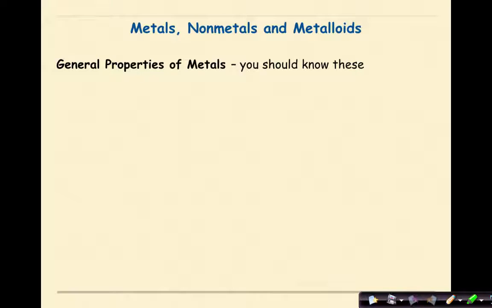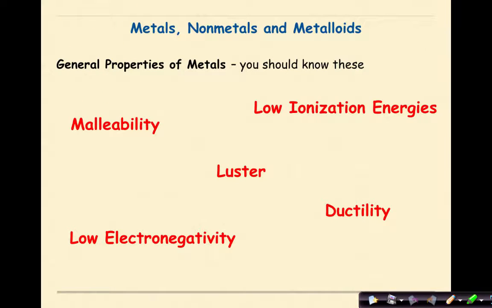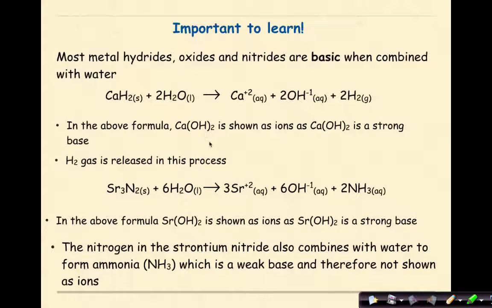Metals, nonmetals, and metalloids. General properties of metals. Metals have low ionization energies, luster, ductility, low electronegativities, and they are malleable. Although this unit focuses primarily on periodic trends, there are some important things to know about how certain groups of elements behave in chemical reactions.